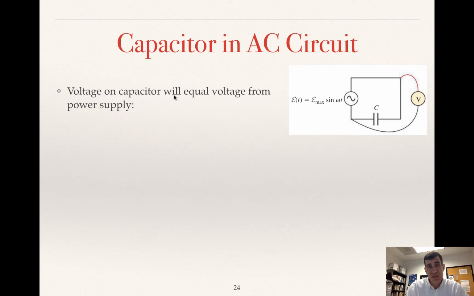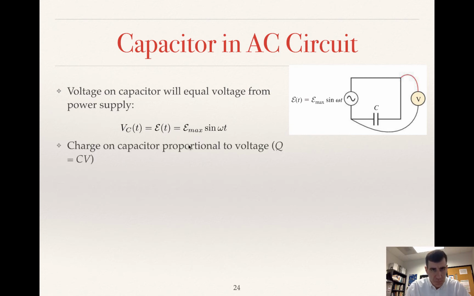Well, if you think of Kirchhoff's loop rule, the voltage drop across the capacitor has to equal the voltage provided from the power supply. So the voltage across the capacitor is just whatever the maximum EMF is times sine omega t.